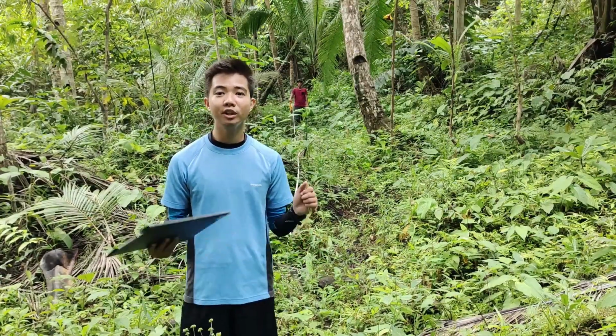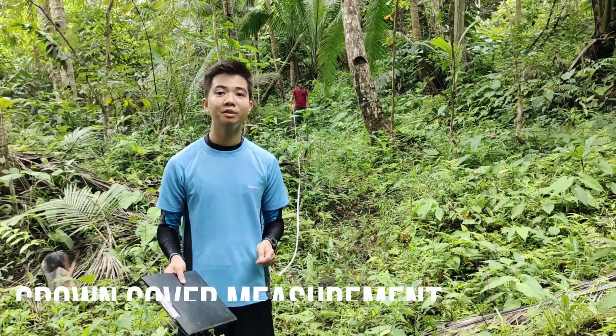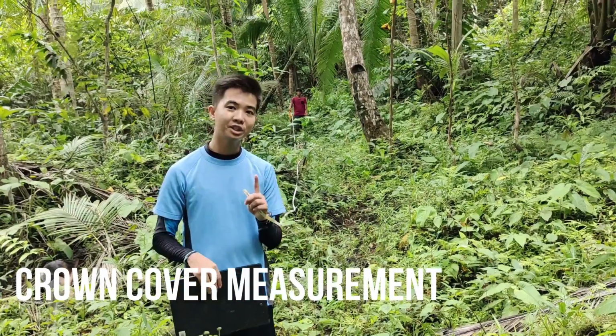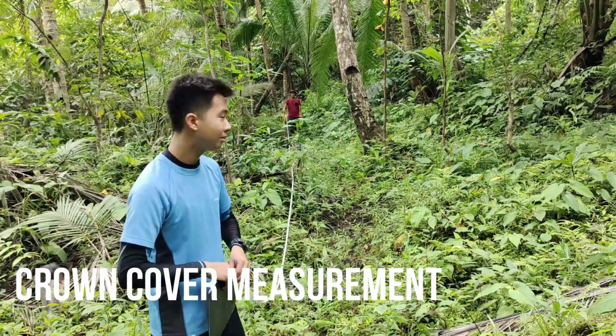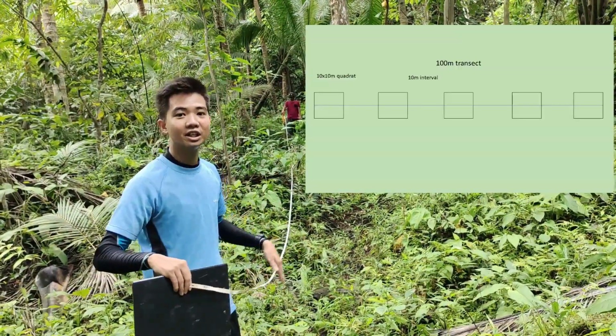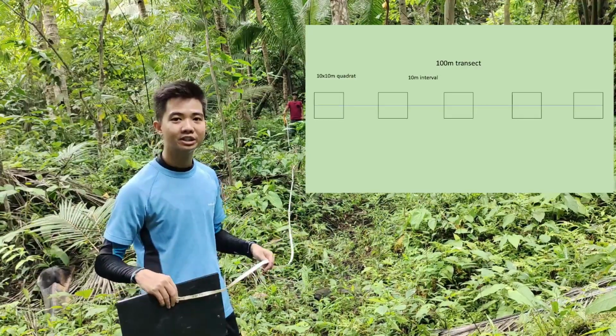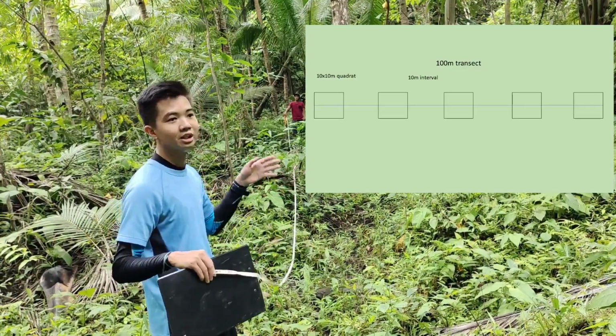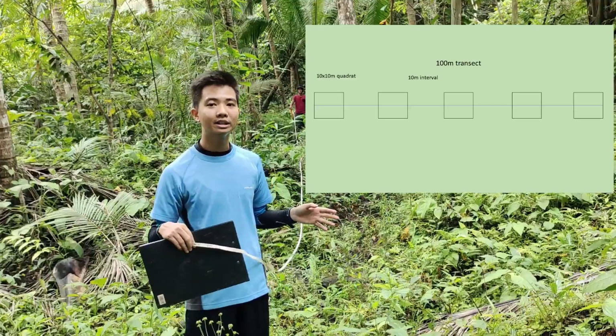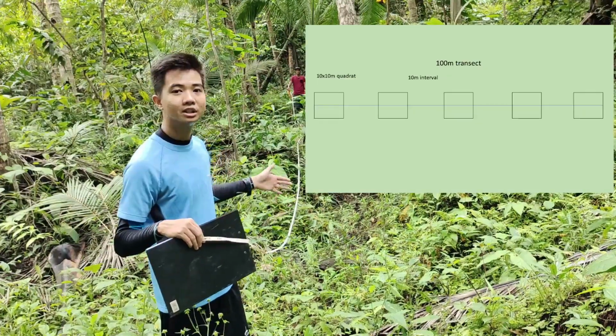Alright, so the first method that we're going to have is the crown cover measurement. To do this, the first thing that we're going to do is to establish a 100 meter transect, and within this 100 meter transect, we're going to establish 5 10 by 10 quadrats that has 10 meters interval from each other.